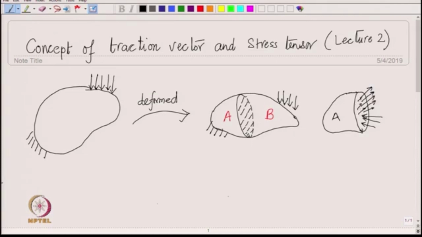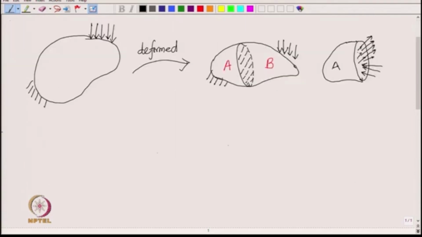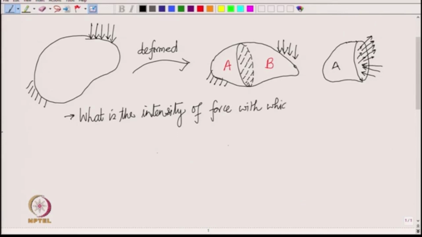And then the question comes: what is the intensity of the force with which part B is applying force on part A? So, that is the question.